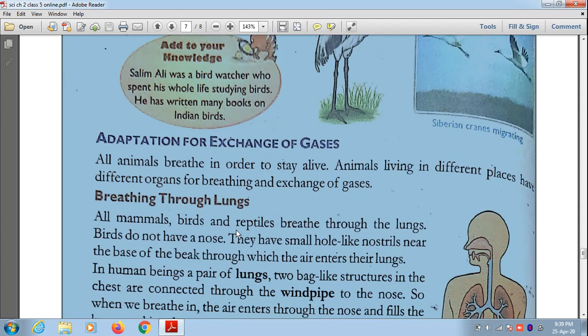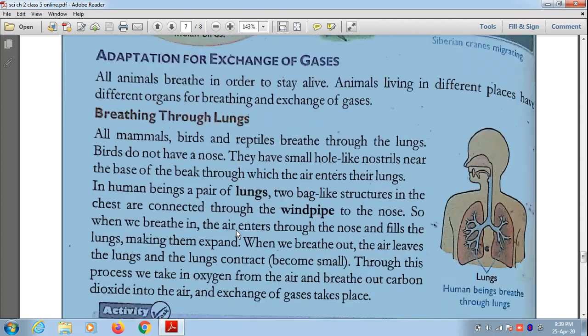Adaptations for exchange of gases. Now, that's also one of the very important adaptations for survival, children. If we are not able to exchange the gases, right, if we are not able to breathe out the carbon dioxide and take in the oxygen, then our survival would be difficult.